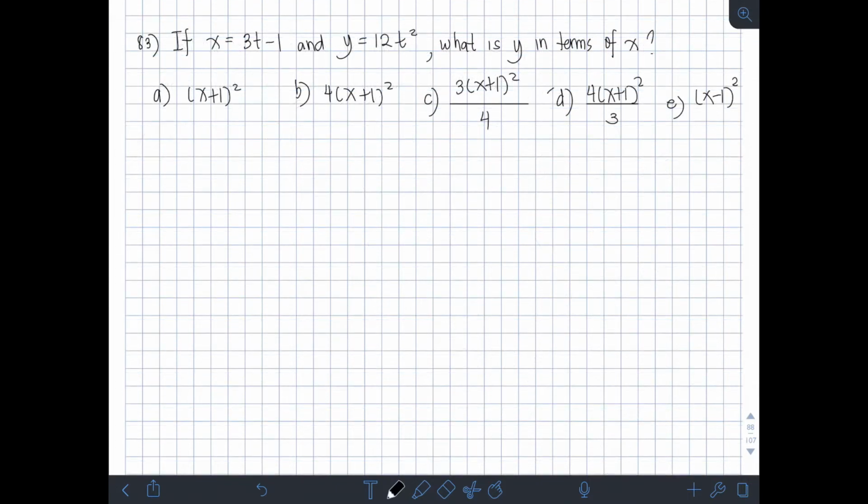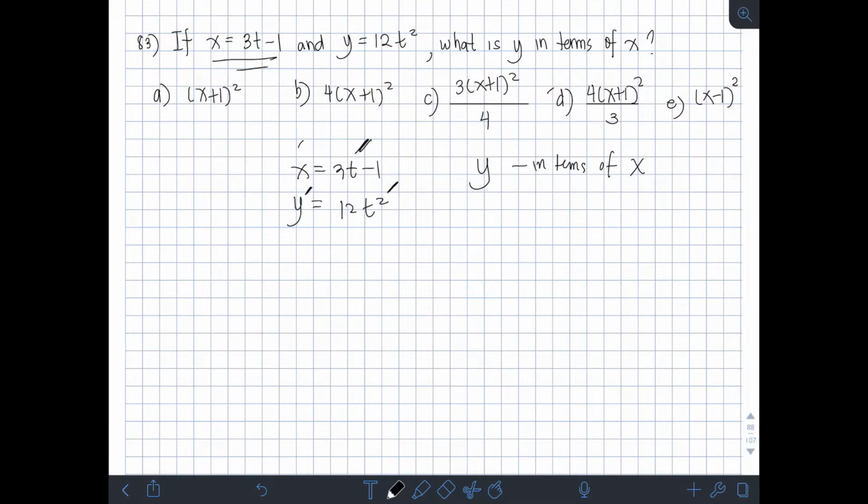Okay? Next, we have, if x is equal to 3t minus 1 and y is equal to 12t squared, what is y in terms of x? Okay, so meron tayong dalawang equation. X is equal to 3t minus 1 and y is equal to 12t squared. So, isasolve daw natin ngayon si y in terms of x. So, mapapansin nyo, meron silang common variable, right? X is solved explicitly in terms of t. Ganon din si y, solved explicitly in terms of t.